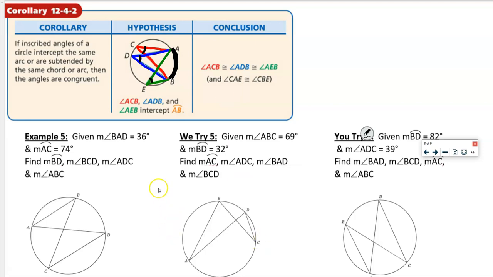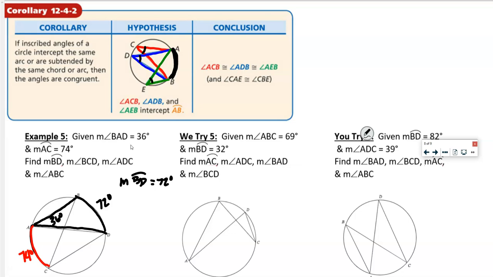So we're going to work some of these out. It says angle BAD is 36. Angle BAD, this is 36 degrees, okay? And it says that arc AC, let's do this in a different color. How about that? Arc AC right here is 74 degrees, okay? Then it asks me, what is the measure of arc BD? Well, do you guys notice that BD subtends that, right? So that's going to be 72. Why? Because 2 times 36 is 72. So the measure of arc BD is equal to 72, okay?